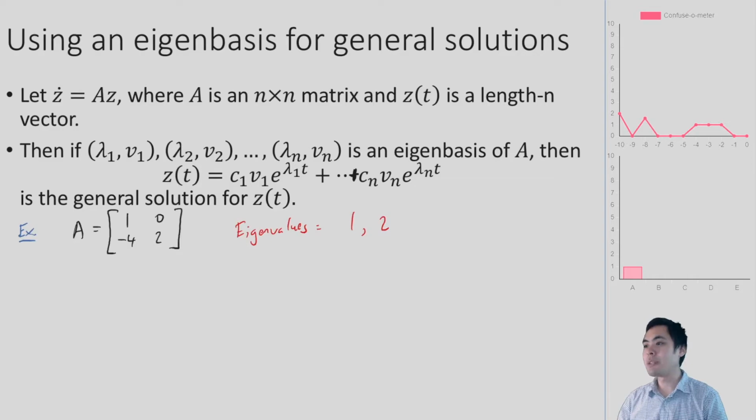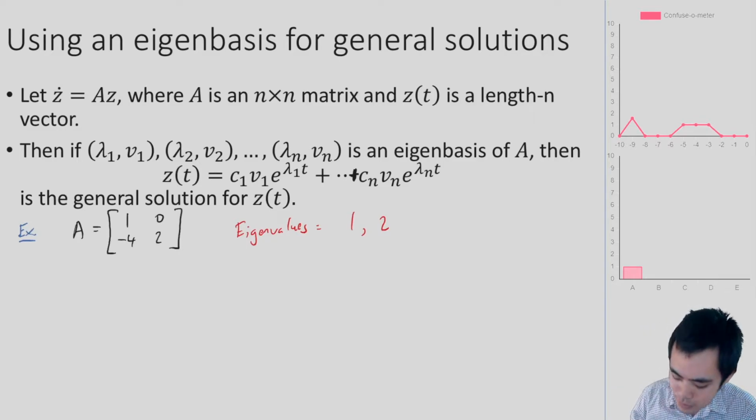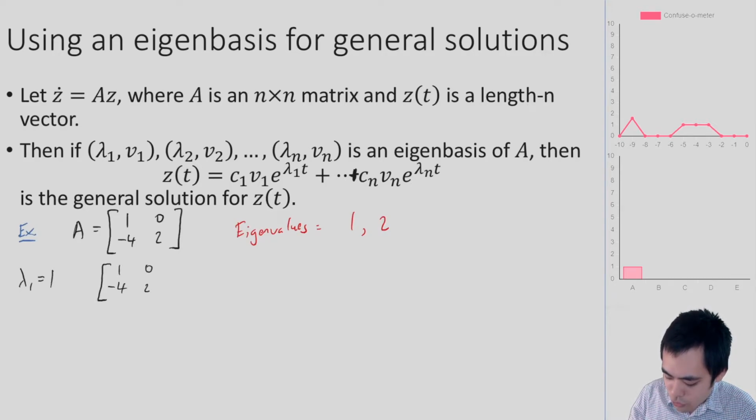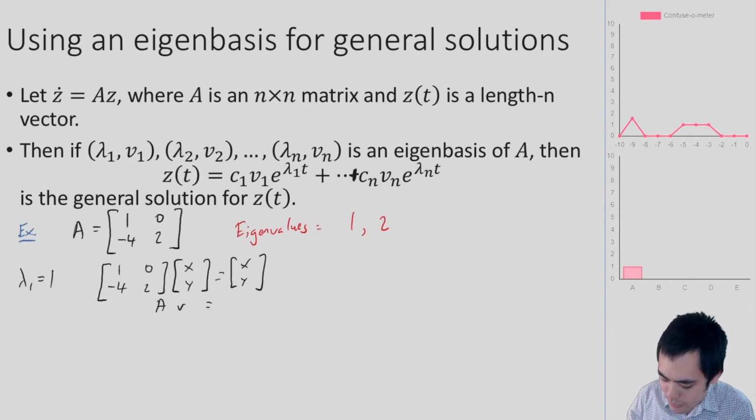So remember, we spent a lot of time computing these eigenvalues and eigenvectors, and for a triangular matrix, the eigenvalues are just along the diagonal. The next thing we need to do is compute the eigenvectors. So lambda 1 is equal to 1. That means that 1, 0, minus 4, 2 times some vector xy is going to be equal to xy, because what we're saying is that A times z is equal to 1 times z. And so that's the equation we need to solve.